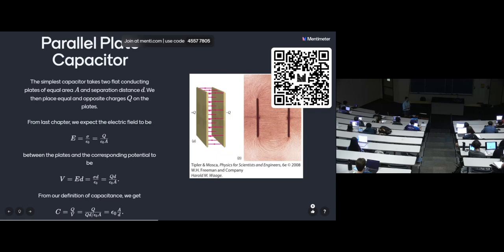All right, let's go ahead and get started. We are ready to continue our discussion on capacitors. I can tell it's almost a rainy day outside. Very few people in here. Hopefully they'll catch up online.